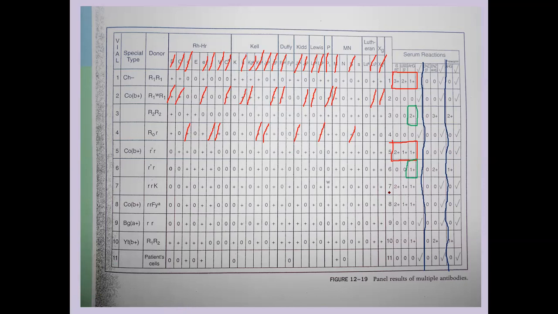Can we use cell 7 or cell 8 for that matter? And the answer is no. And once again, the patterns of reactivity for both of these cells fits along the line of cell 5, where we see reactions strongest at immediate spin. They fall down a little bit, but still continue through 37, and they're still here at AHG. So both of these actually match our red pattern.